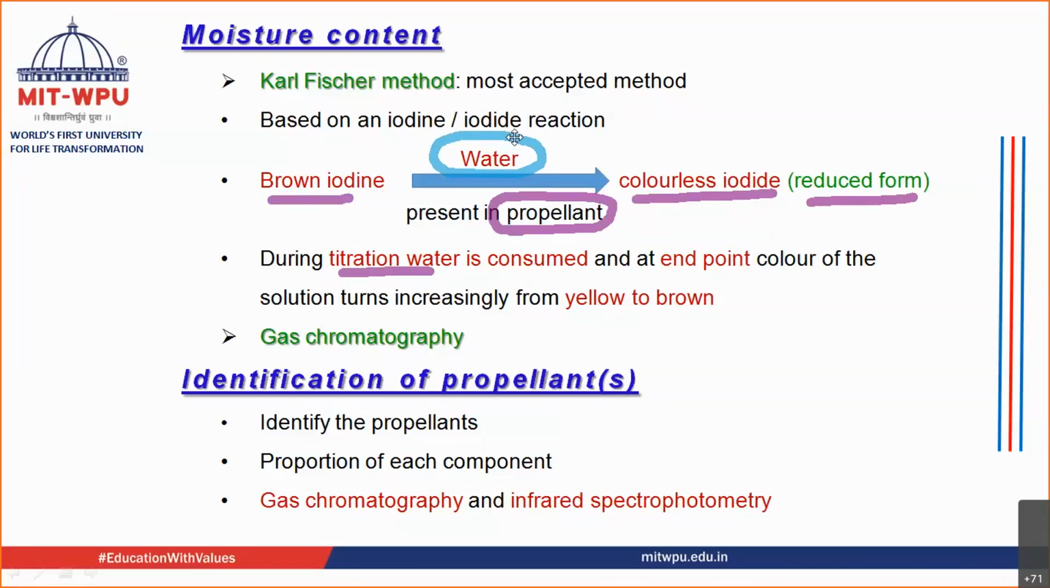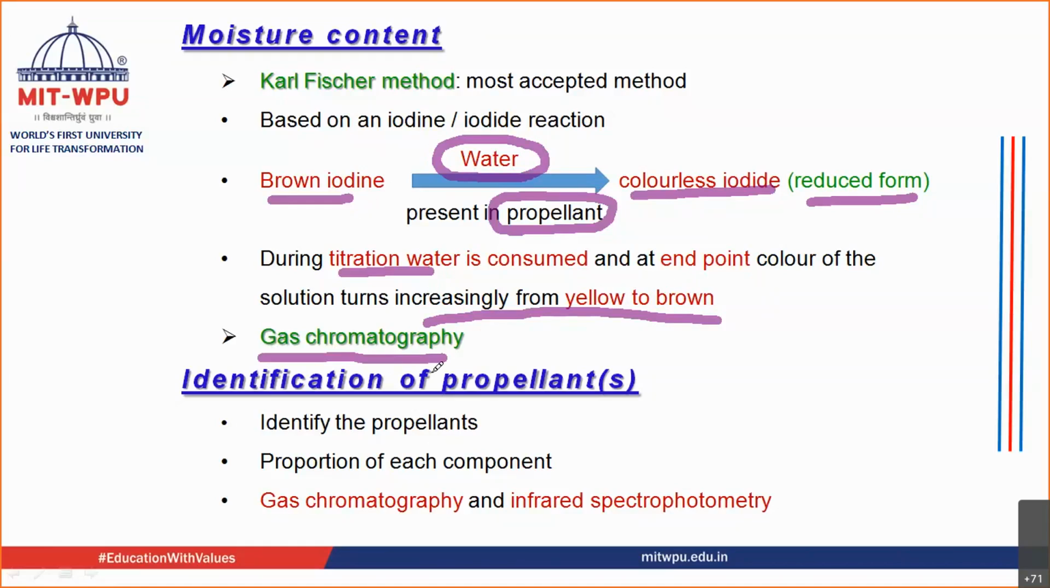As this water is getting consumed, this colorless iodide slowly and steadily gets converted into yellow color, and then into the brown color. The brown color signifies the presence of iodine. It means the water has been consumed. The water that is consumed is noted, so that much quantity of water was present inside your product, right? The second method used is the gas chromatography method, by which you determine the moisture content.